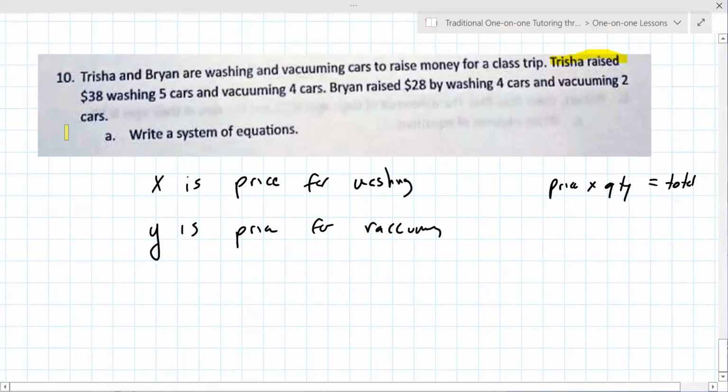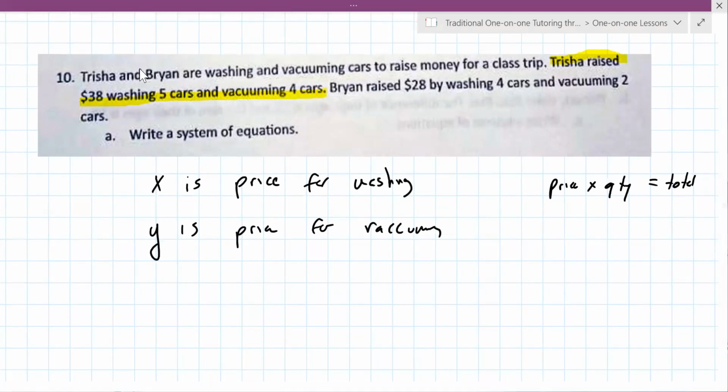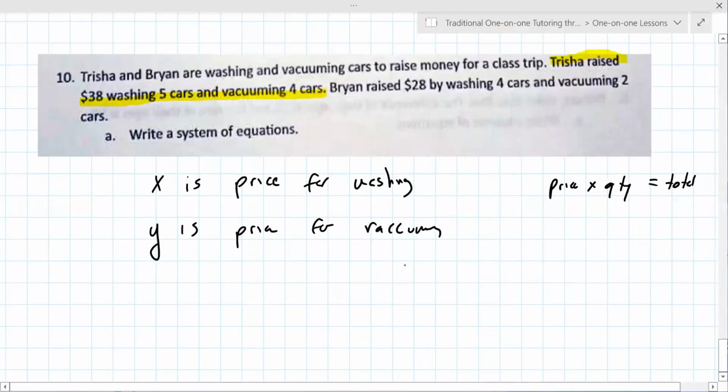Okay, so this equation: Trisha raised $38 washing 5 cars and vacuuming 4 cars. That 38 is the total, so it's going to equal 38. You have to write the left side, price times quantity for each. Start with the price for washing. What represents the price of washing? X. X times, how many did they wash? 5. So you could say X times 5 plus, what is the price for vacuuming? What represents that?